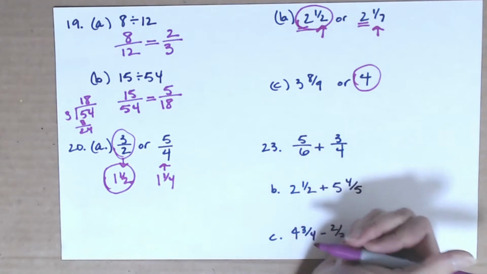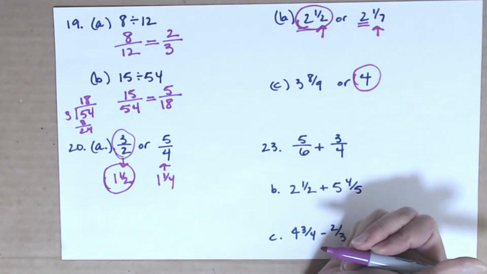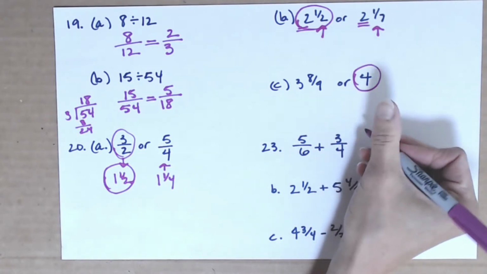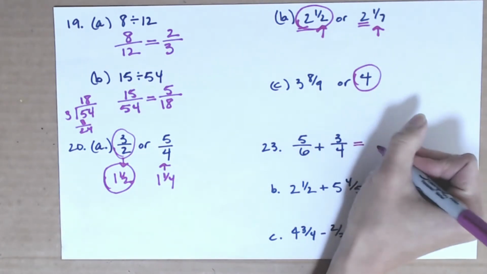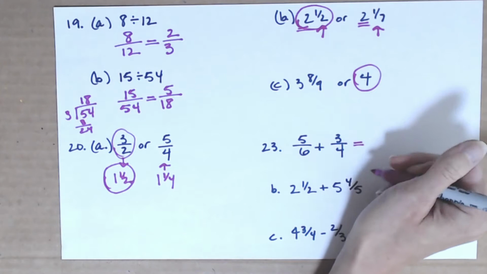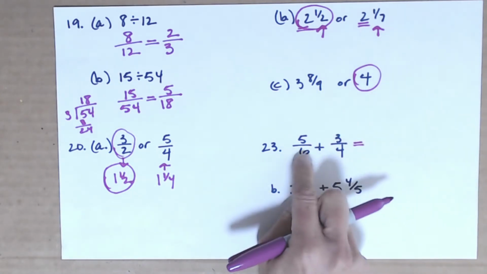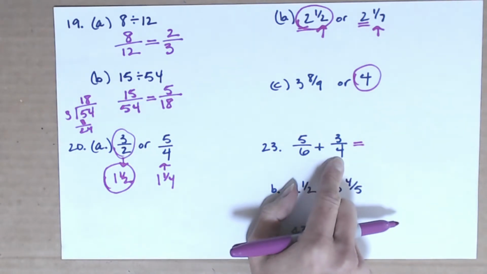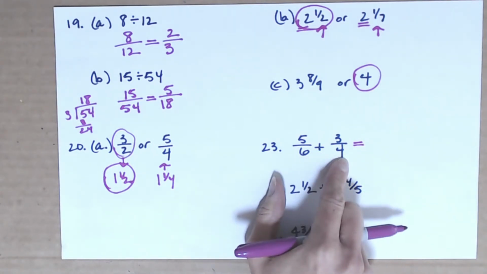23, we are just adding or subtracting. So our first one, we have 5/6 plus 3/4. To add fractions, we need to have like denominators. So we look at our two denominators and we ask ourselves, what is a common multiple to both of them? And it's going to be easiest to use the lowest common multiple, which in this case is 12.